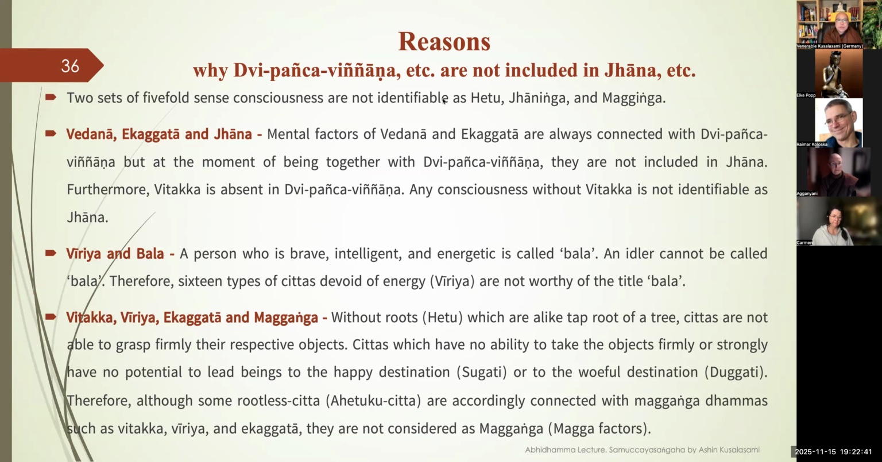So why are Dvipanja Vijnana, the two sets of fivefold sense consciousness, not included in jhana? Jhana, mega, bella, you haven't learned yet, but here at the moment it is jhana. The two sets of fivefold sense consciousness are not identifiable as jhana and mega. So this is the explanation and the reason. You can find this explanation in the commentary. It is very logical. Okay, Vedana, Ikagada, and Jhana.